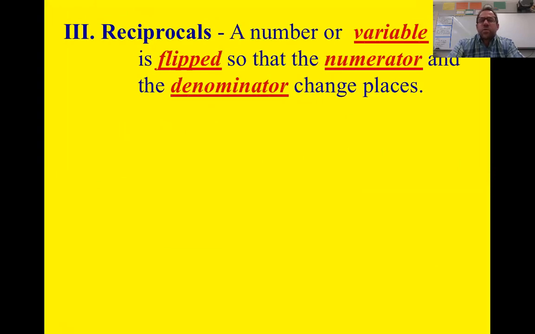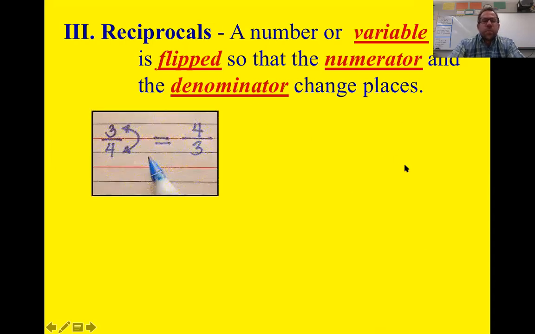Reciprocals, this is when you take a number or a variable and you flip it. So you flip it so that the numerator and the denominator change places. For example, if I take the fraction 3/4 and I flip it, it does a backflip, it becomes 4/3. This is its reciprocal. 4/3 is a reciprocal of 3/4. If this is positive, this stays positive also. You don't change the sign.